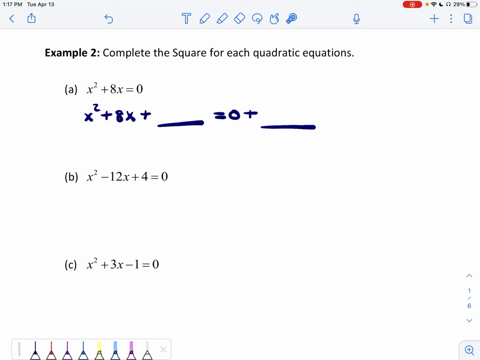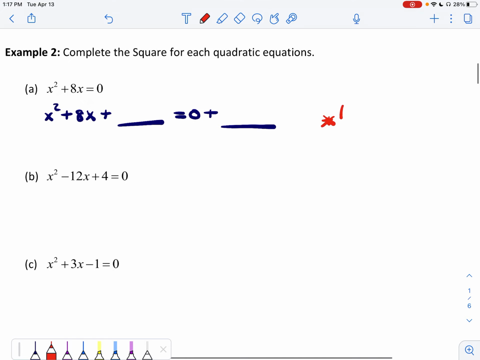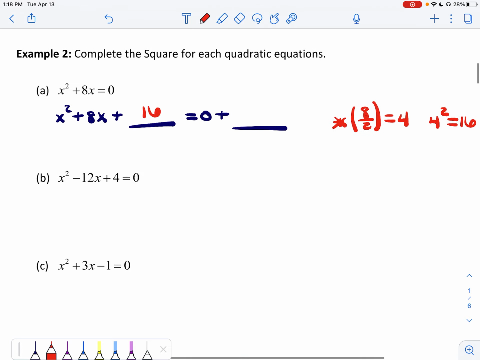All right, so if we follow the pattern that we were looking at above, we would say, okay, we need half of the B term squared to equal C. So we're going to start by dividing our B term by 2. That would give us a 4. And then 4 squared is equal to 16, which means we're going to add 16 to both sides in order to complete the square here.